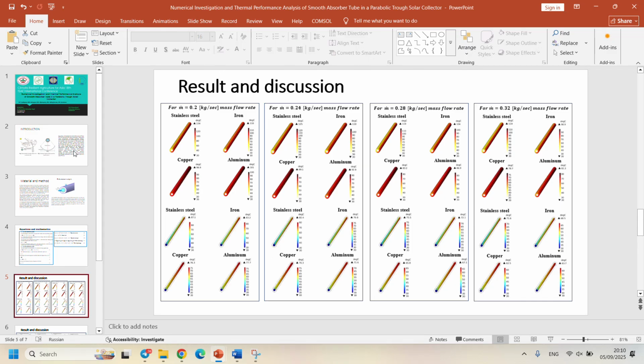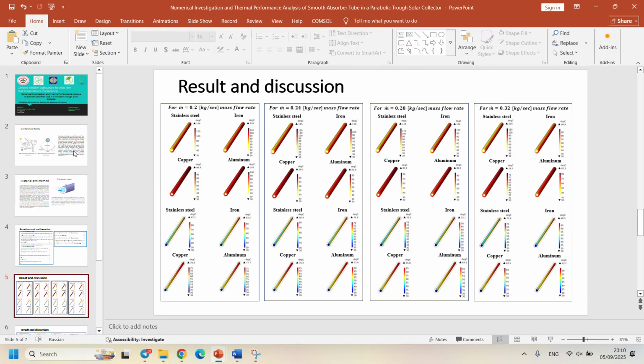Let's turn to the result. We have chosen 4 different material for the receiver tube, and we have analyzed one acceptable enhance the performance of the solar PTS, and we have focused on material selection in our study. We have chosen 4 different mass flow rates for the inlet velocity of the heat transfer fluid. You can see that we have chosen stainless steel, iron, copper, and aluminum as a material of the receiver tube.